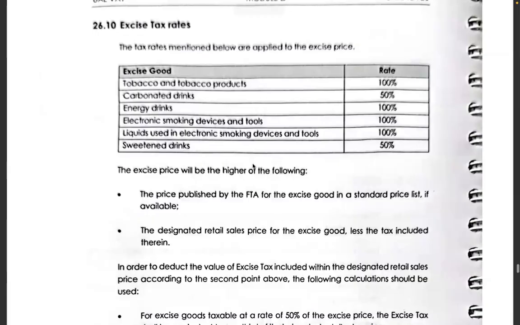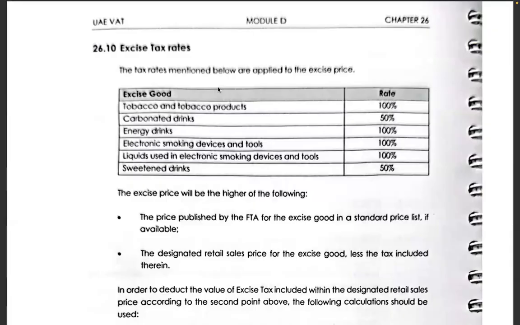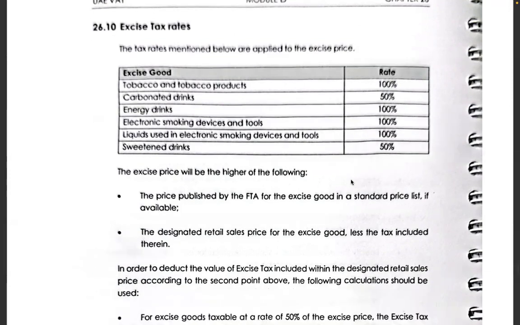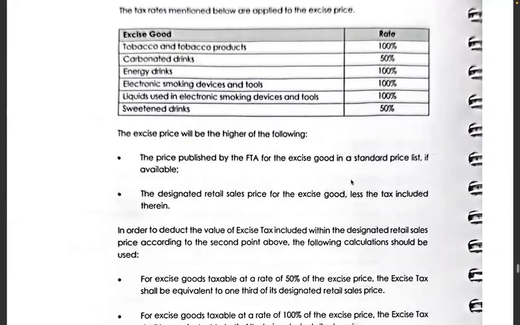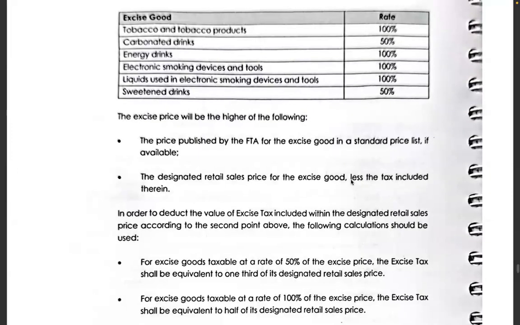So what rates are applicable under excise tax law? The tax rates mentioned below are applied to the excise price. Tobacco and tobacco products, there is 100% excise tax. Carbonated drinks, there is 50%. Energy drinks, 100%. Electronic smoking devices and tools, 100%. Liquids used in electronic smoking devices and tools, 100%. Sweetened drinks, 50%. So only carbonated and sweetened drinks have 50%. Other than that, for all tobacco, energy drinks, electronic smoking, whether it is liquid or tools, everything is 100%.